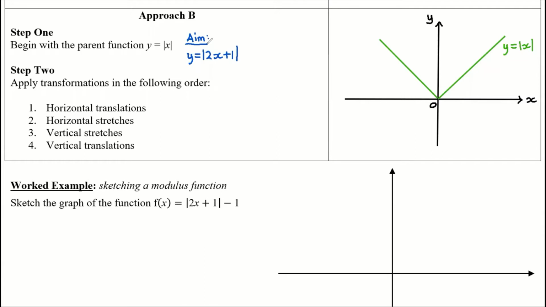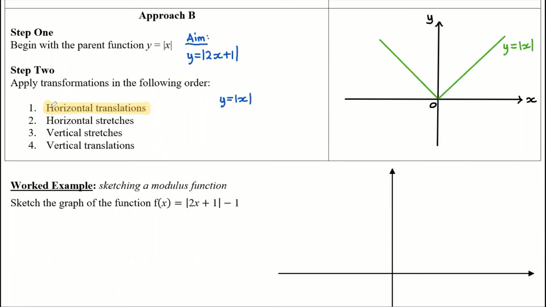So remember, we're starting with the graph y = the modulus of x, which we have on the board already. And the first thing we have to do is perform any horizontal translations, right? So horizontal translations would be a number added or subtracted inside the function. Do we have that?